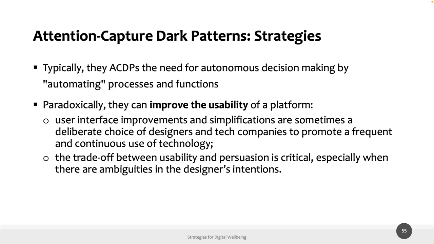So what are the exploited strategies and characteristics? Typically these patterns, not all of them, but the vast majority, remove the need for autonomous decision making by automating in some way the interaction between users and these platforms. An example is the autoplay pattern that some of you mentioned before, okay? So this interaction is sometimes automated, like playing automatically the next video just to make you watch more videos.